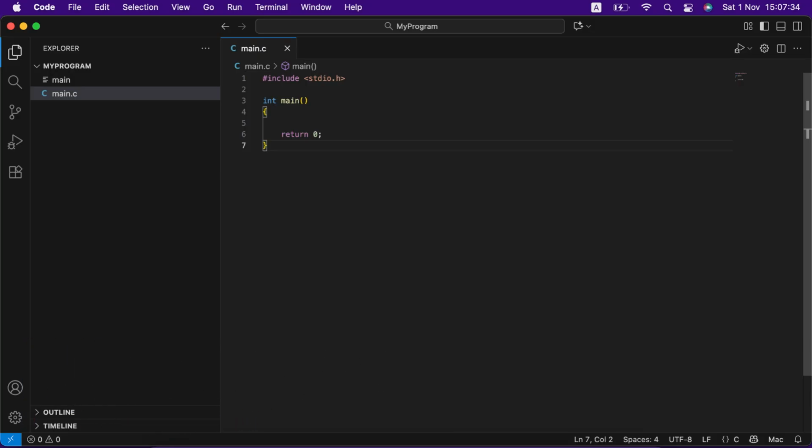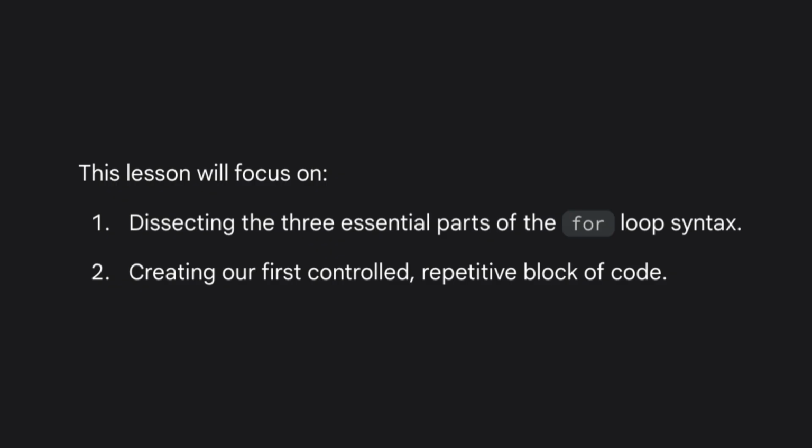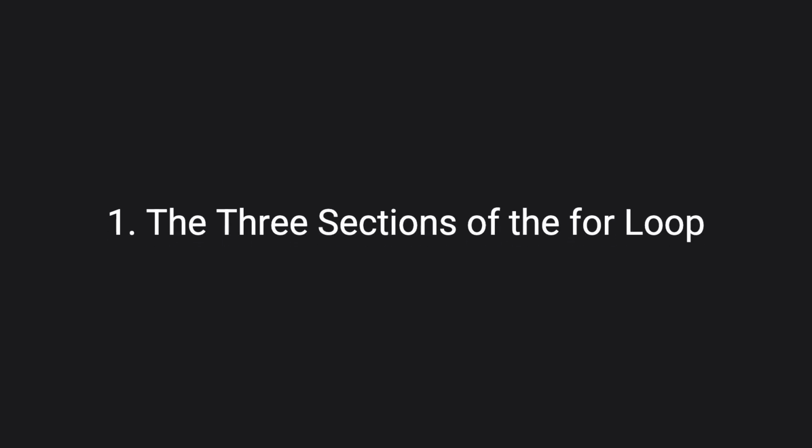A for loop is designed specifically for situations where you know exactly how many times you need to repeat a block of code. For example, I need to run this code 10 times, or I need to process items from index 0 to index 9. The for loop is often called the counted loop because it relies on a counter variable. This lesson will focus on dissecting the three essential parts of the for loop syntax, creating our first controlled, repetitive block of code. First, the three sections of the for loop.